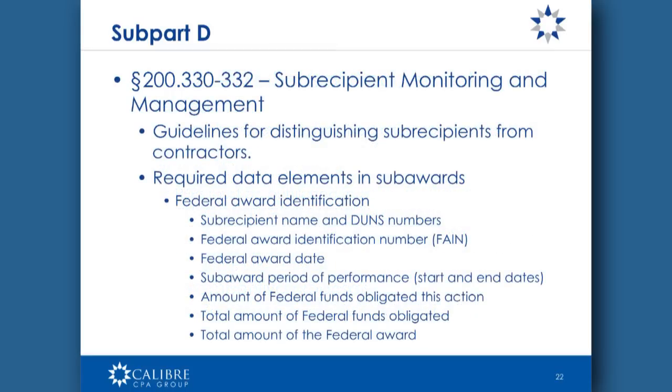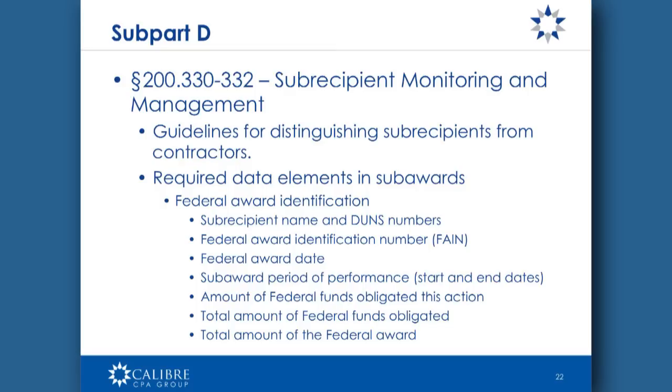Subrecipient monitoring, another key area, really a big focus of the new super circular, particularly related to fraud and abuse. Again, you give money to a subrecipient, and a lot of times people would say, all right, I gave it to the subrecipient, that's the end of my responsibility for that money. The circular now emphasizes and reemphasizes that is not the case. You have to be responsible for how the subrecipient spends that money, and that it's in accordance with the circular. So they put in some language there about what's required in all subawards. Again, just to standardize things, make things a little clearer.